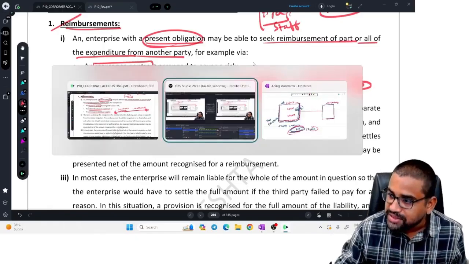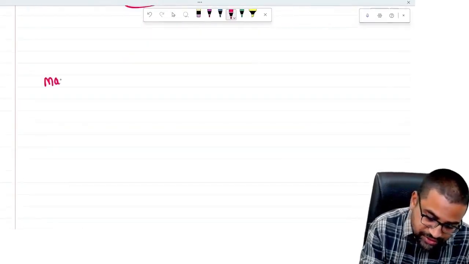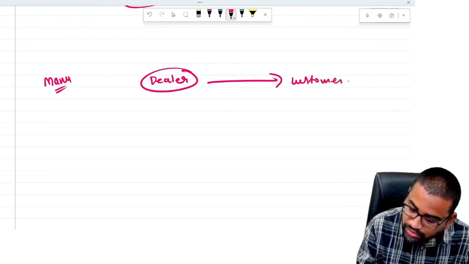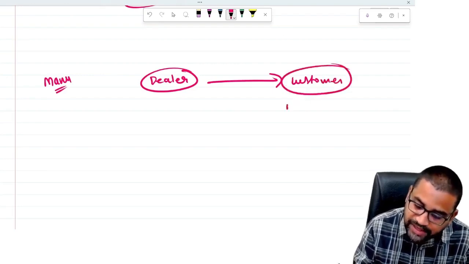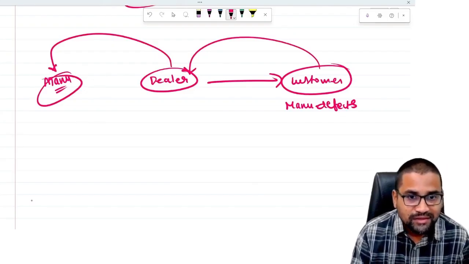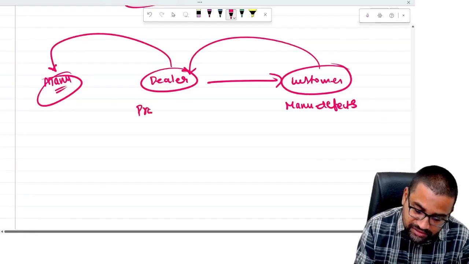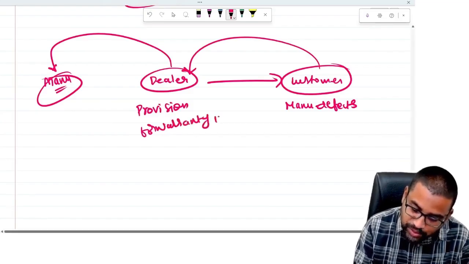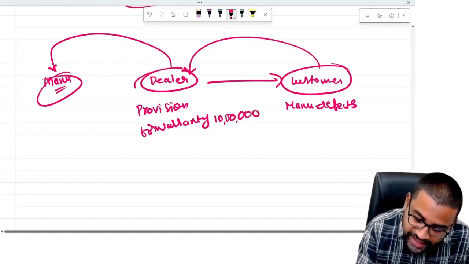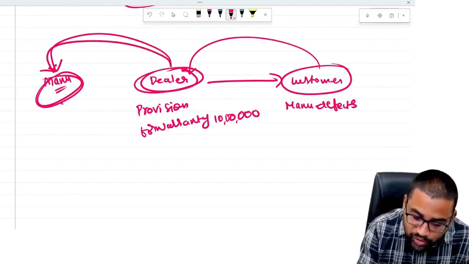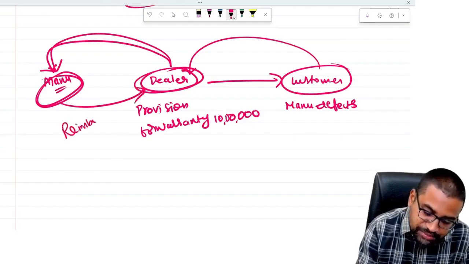Similarly, warranty sales. Suppose there is a manufacturer and a dealer, and this dealer is selling the goods to a customer. If any damage happened, or manufacturing defects are there in these goods, the customer will approach the dealer. The dealer will create a provision for warranty because he is directly selling the goods to the customer. Suppose he created a provision for warranty of 10 lakhs, and he knows it is the manufacturer's goods he is selling, so he will make the claim to the manufacturer. Whatever amount is coming from the manufacturer, that we call reimbursement.